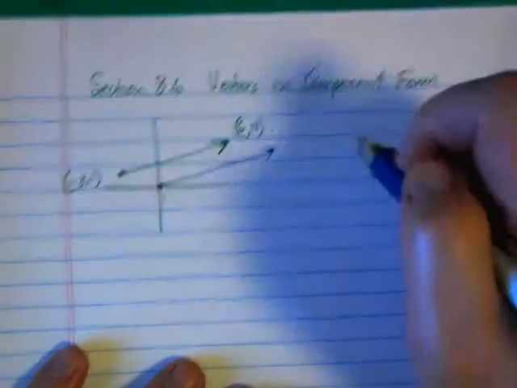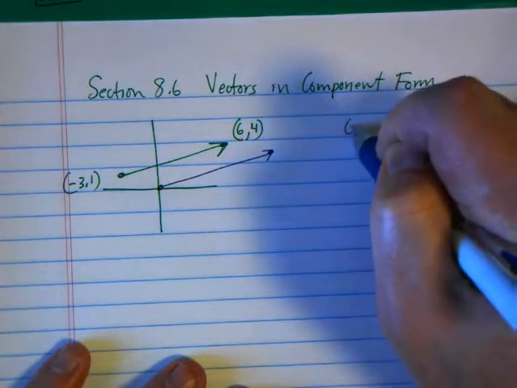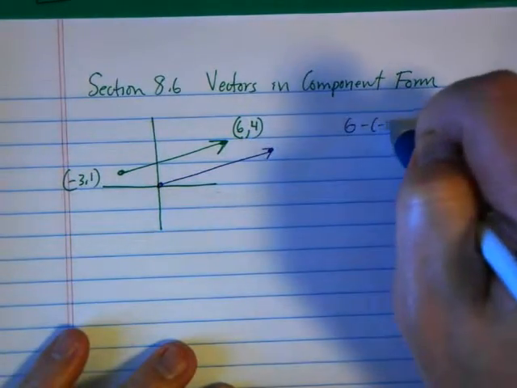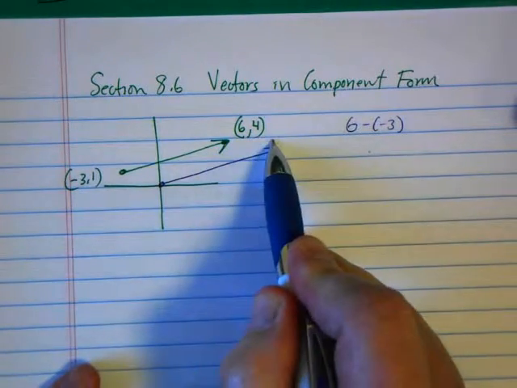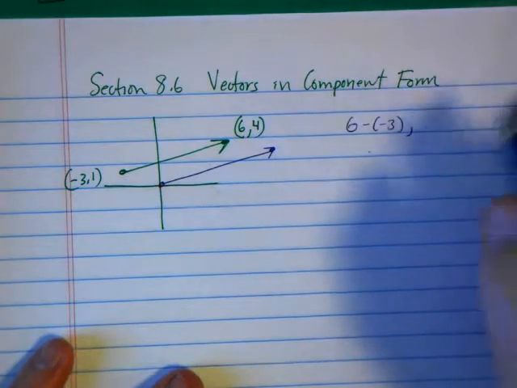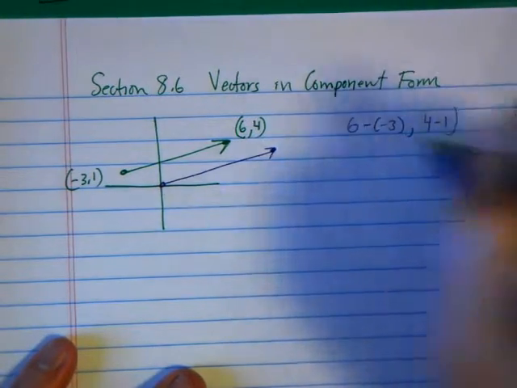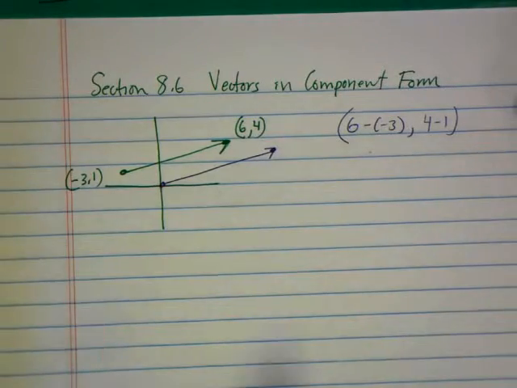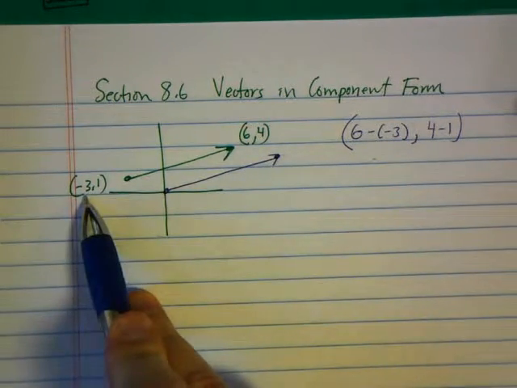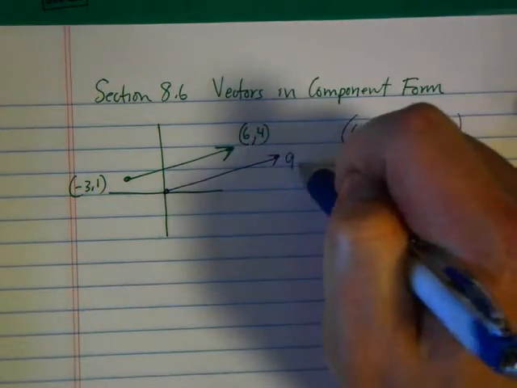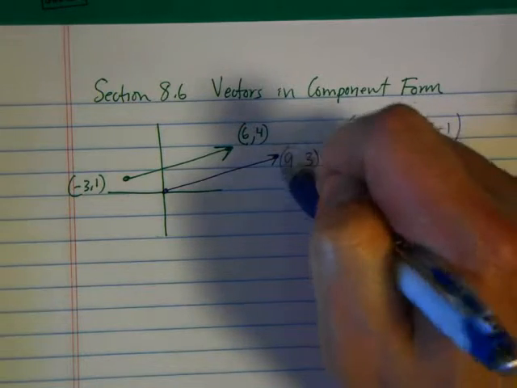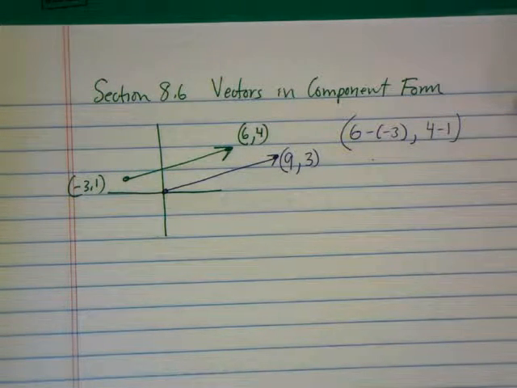So notice I could do that by taking 6, take the ending and subtract the beginning. 6 minus -3 moves it right 3. And then I can do the same thing with the y values. So to find the ending point, I can simply subtract the x's, 6 minus -3, subtract the y's, 4 minus 1. So this gives me the vector 9, 3. Now that vector that we have is now written in what we would call component form.